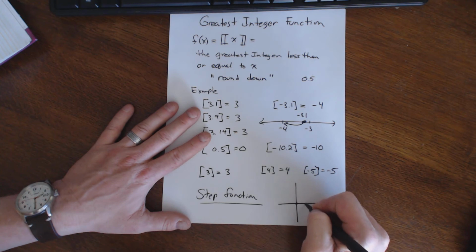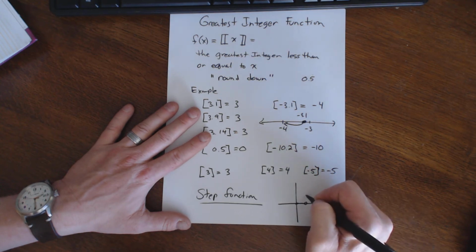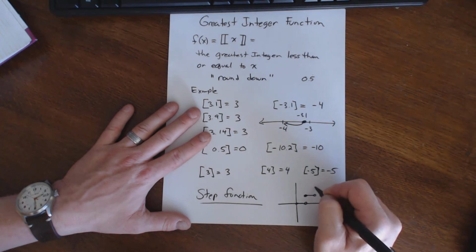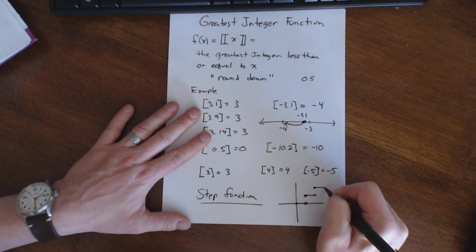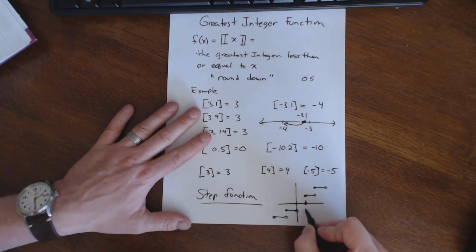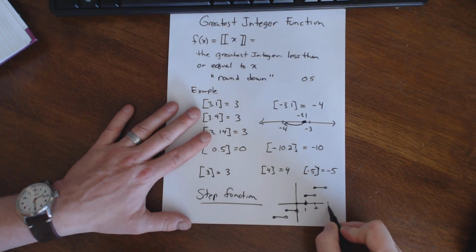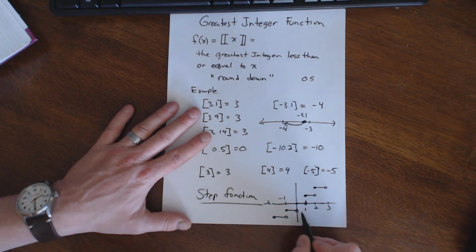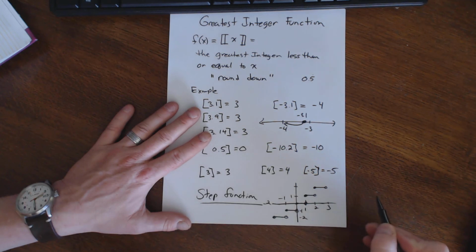Here's from 0 to 0.9. Here's from 1 to 1.9. Here's from 2 to 2.9, and so on. Going down below here, it looks like that. Here we have 1, 2, 3, negative 1, negative 2, and so on.